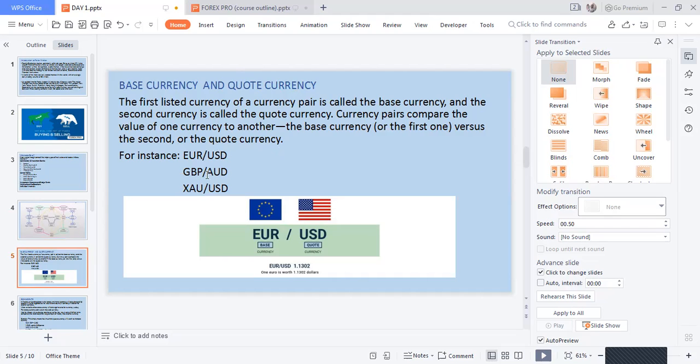GBP is the base and AUD is the quote. The third one is XAU/USD. XAU is the base and USD is the quote. Are you with me? So there are some things you should know. In Forex, you can trade metals. For those that have a very good idea of chemistry, the symbol of gold is AU. Are you with me? The symbol of gold is AU, and the symbol of silver is AG. We also trade these things in the Forex market. I will further explain these things to you.